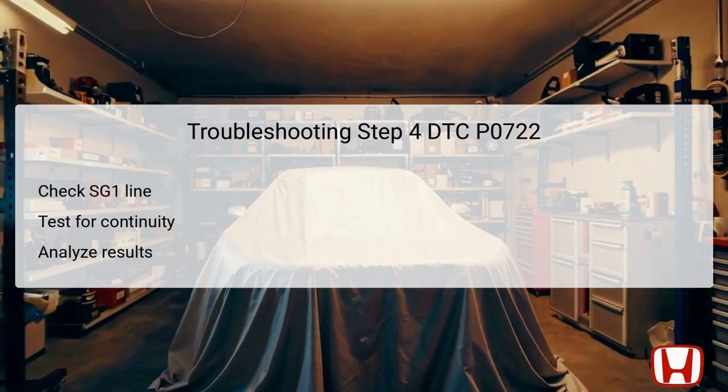the sensor connector. The existence of continuity indicates the SG1 wire is functioning correctly, thus clearing that portion of the circuit from potential faults. If continuity is absent, repair any identified issues in the SG1 line to restore the intended signal path to the PCM. The 5th step revolves around checking the NC line for any potential shorts that may disrupt the signal flow.